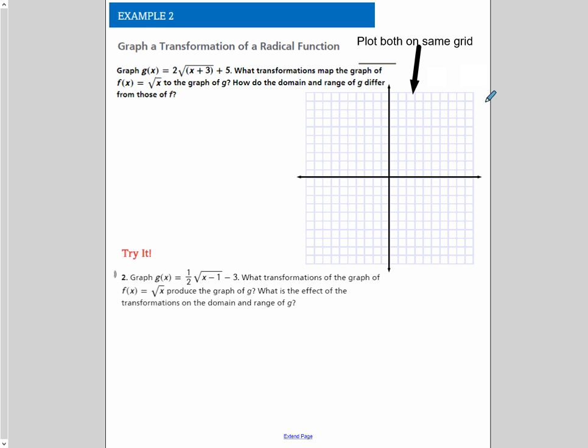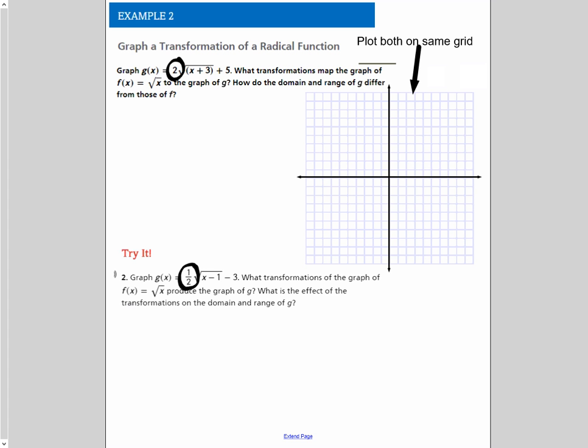In this example, we're going to start looking at dilations of radical functions. So we're going to have a multiplier out here, like this 2 that you see in example 2, and this 1/2 here that you see in the try it at the bottom. This is going to affect the y values, the outputs, when we go to draw the graph.